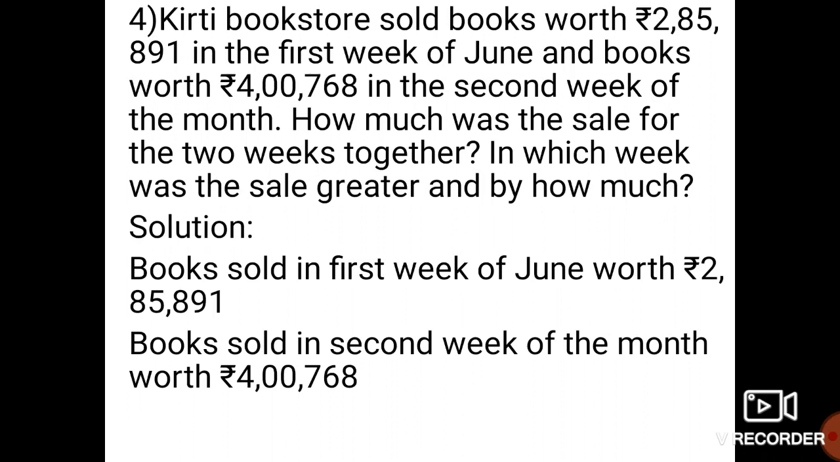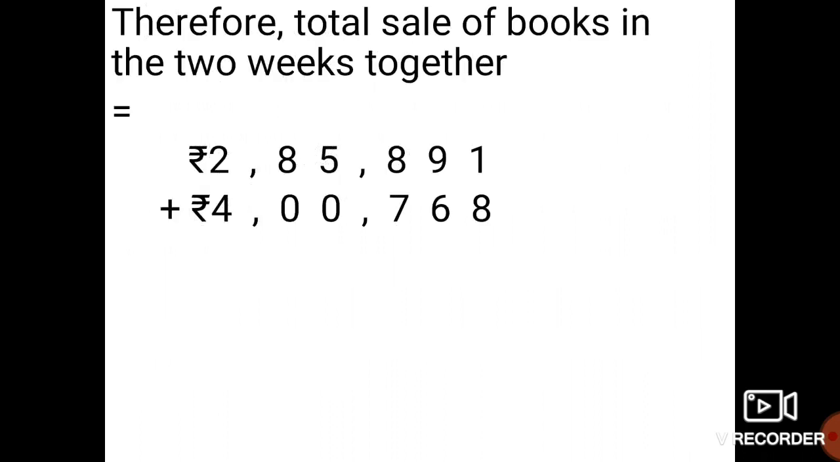Now fourth problem, Kirti bookstore sold books worth rupees 2,85,891 in the first week of June and books worth 4,768 in the second week of the month. How much was the sale for the 2 weeks together? We need to find that first. Then next, in which week was the sale greater and by how much? We need to find that. So first we'll write down books sold in first week of June and books sold in second week of the month. So now we'll find the total sale of books in 2 weeks together.